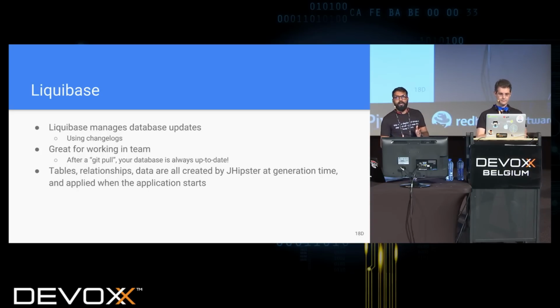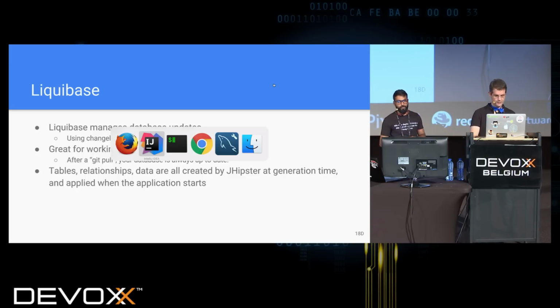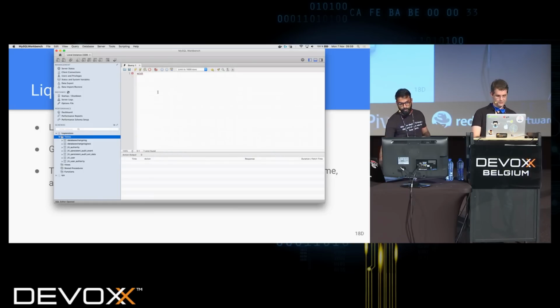Okay, so it is great if you're working in a team because your database is always up to date. Whoever generates things, there are Liquibase change logs, so your database is always up to date and cataloged. Everything is created by JHipster at generation time, so you don't have to worry about your database. Whatever database you connect to, it will automatically generate your tables and constraints and everything for you using Liquibase. So it's a great tool for developers.